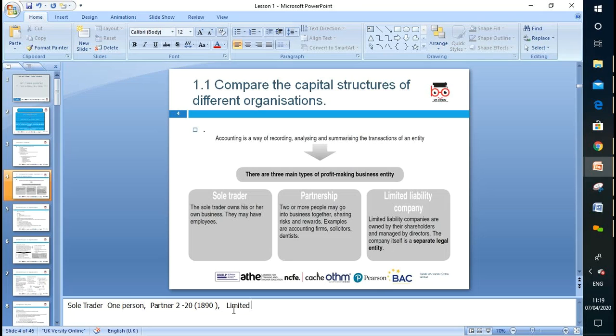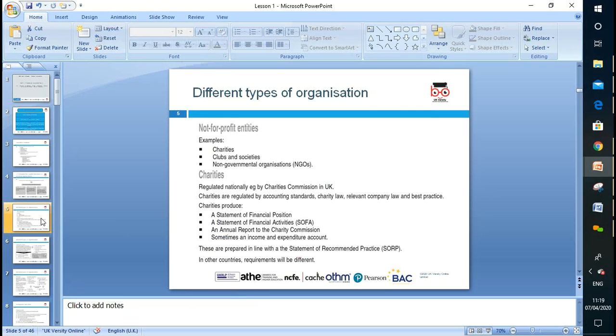Accounting is a way of recording, analyzing, and summarizing the transactions of an entity. Entity means organization. Your business is either a sole trader, a partnership, or a limited company. These are also known as types of ownership. So you can start a business as a sole trader, a partnership, or a limited company. These are different types of organization.